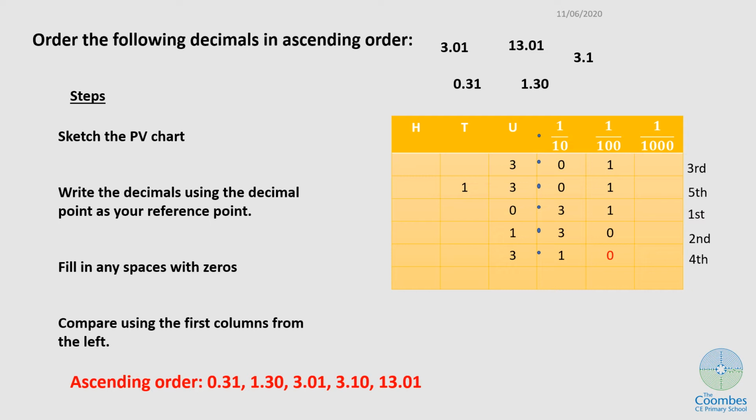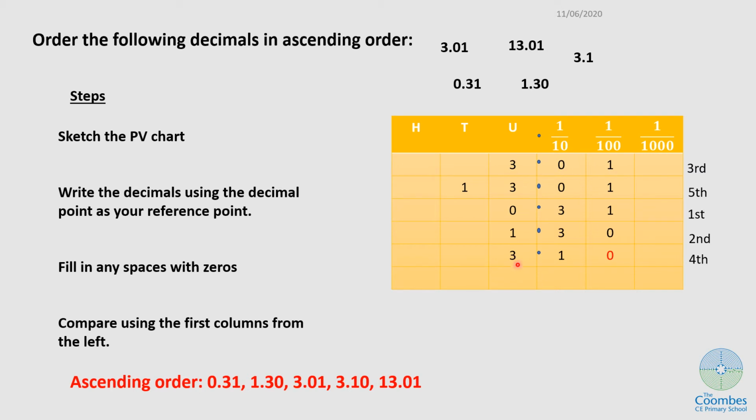Now, can I still work out from the units column which is the next smallest? Yes, because this is a 0 and this is a 1. So that's my next smallest. So that's the second one. This was my first one. And now it's left with this and that.